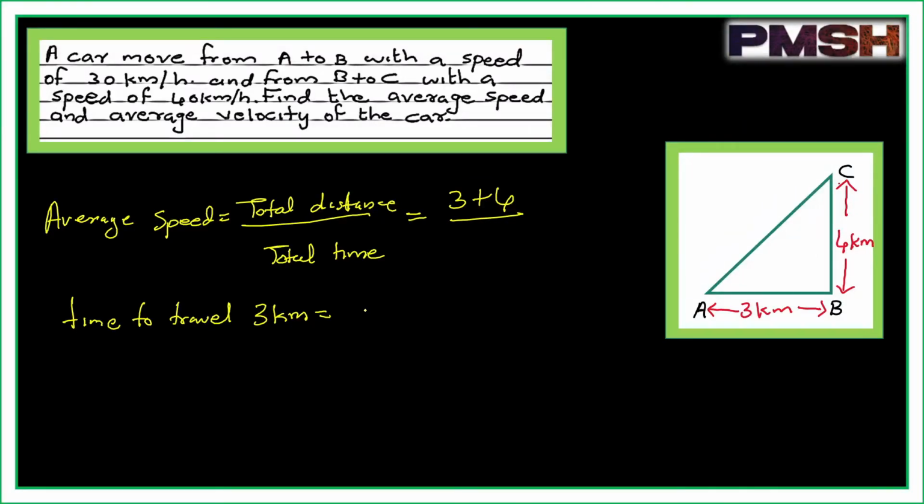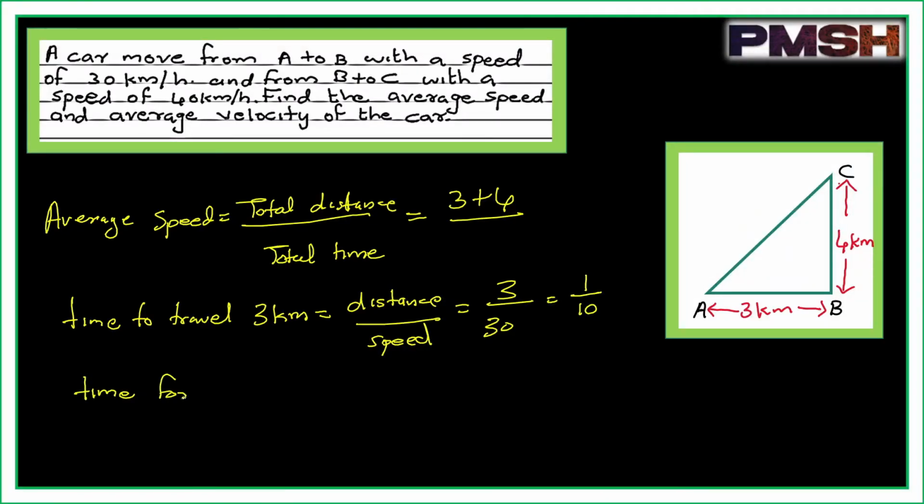We know speed is equal to distance by time. So time is going to be distance by speed. Time is going to be distance by speed. The distance is 3. Speed is 30. 3 by 30. That is 1 by 10. Clear? 1 by 10.